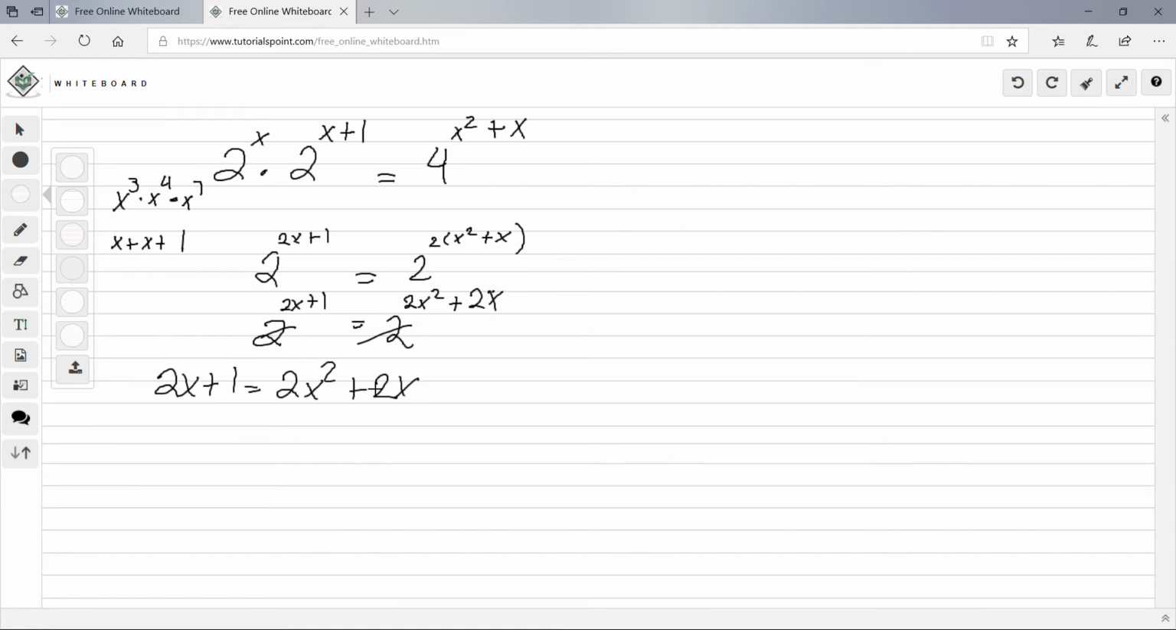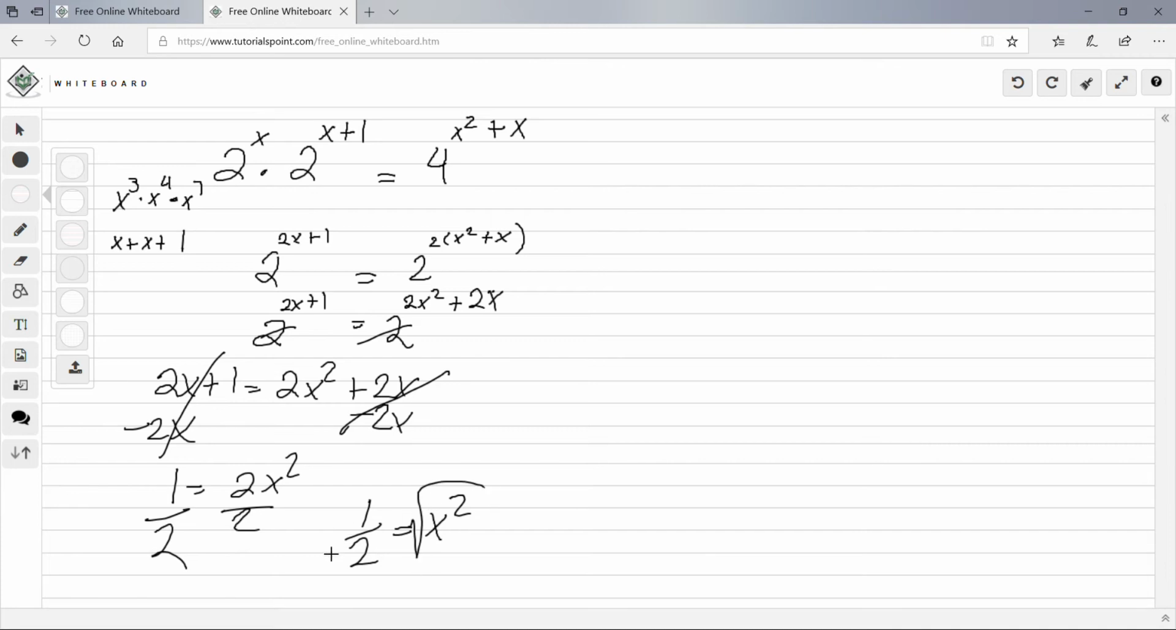So now we got to solve for x. So what I'm going to do is subtract 2x from both sides. So this 2x cancels. We're left with 1 equals 2x squared. Divide everything by 2, so you're left with 1/2 equals x squared. I've got to solve for x, so I'm going to take the square root of both sides. And when you take the square root of both sides, you're going to get a positive and a negative.